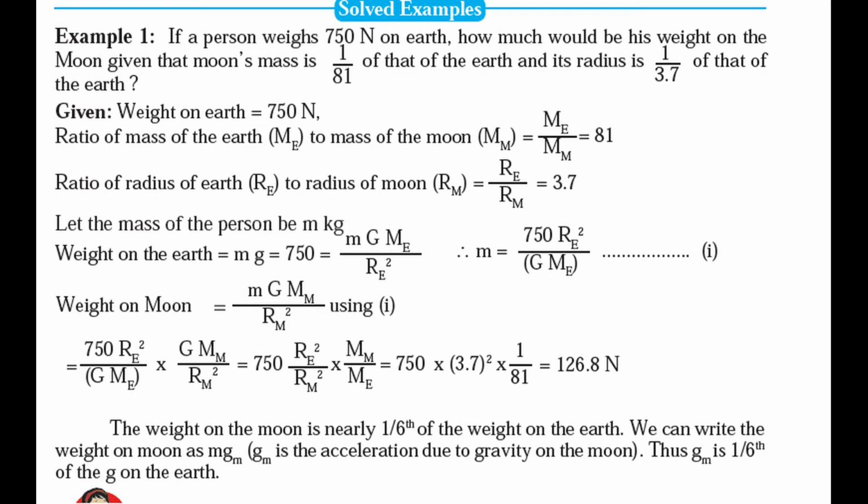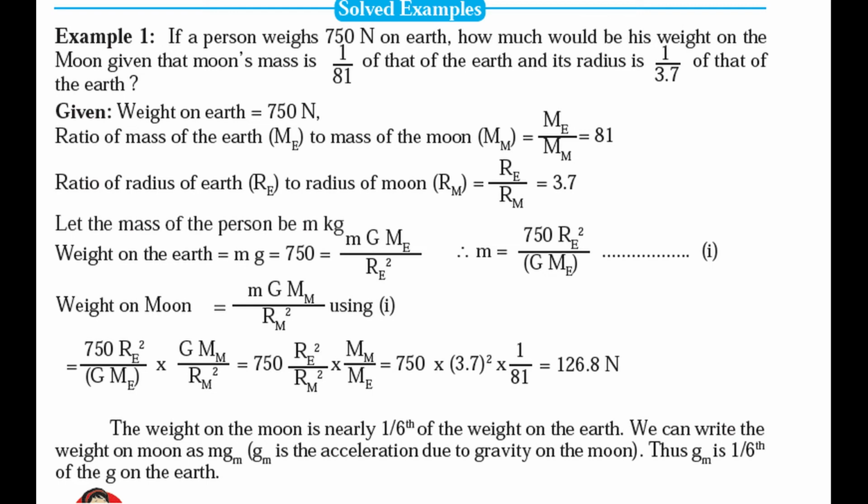Now weight on the Moon, using the same formula as equation 1, will be m times capital G times capital M Moon divided by radius of Moon, its square, and then putting all the values into this equation gives us weight on the Moon, which is equal to 126.8 Newton. Have a look at this solved example carefully. You can pause the video or look into your book to understand if you haven't got this in the first reading.